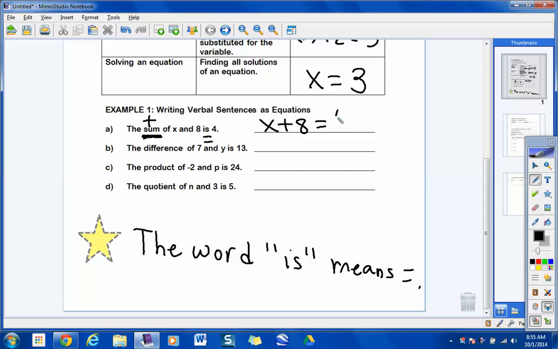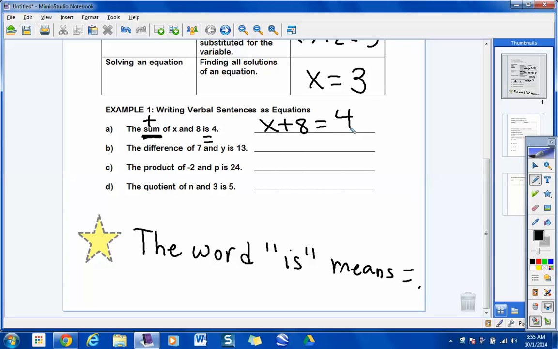Do you have an expression on the left of the equal sign? Variable, right? Do you have an expression on the right side? It's all numerical, isn't it? Bottom line is, it's saying the left side's equal to the right side, so you formed an equation. Are you using words anymore? No. You've taken a verbal sentence and turned it into an equation. All right, how about the next one?